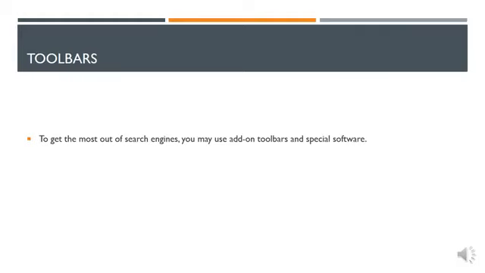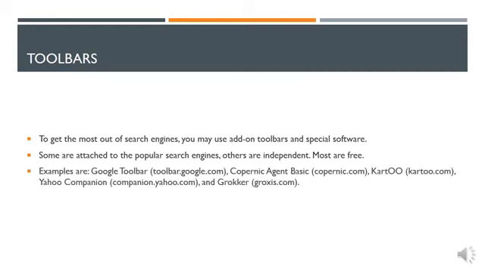Toolbars. To get the most out of search engines, you may use add-on toolbars and special software. Some are attached to the popular search engines, others are independent, most are free. Examples are Google Toolbar, Copernic Agent Basic, Car2, Yahoo Companion, and Groker.